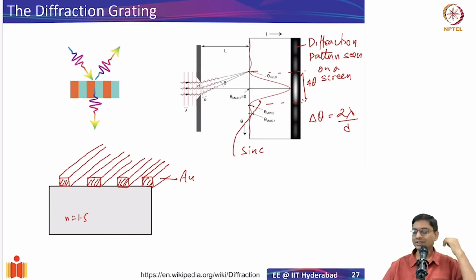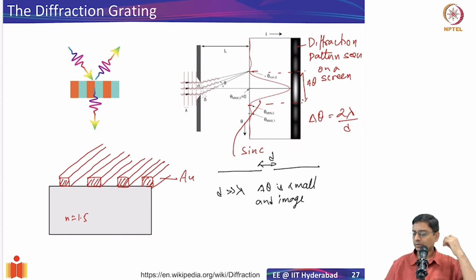In effect you will get the same image on the screen. Let's say my screen was large. If I make my screen this way, and this is my width of the screen, which in this case I said is d. If d is much, much greater than lambda, then delta theta is small and the image forms clearly. But the moment d is of the order of or less than the size of lambda, what do you think will happen? Then delta theta is large.